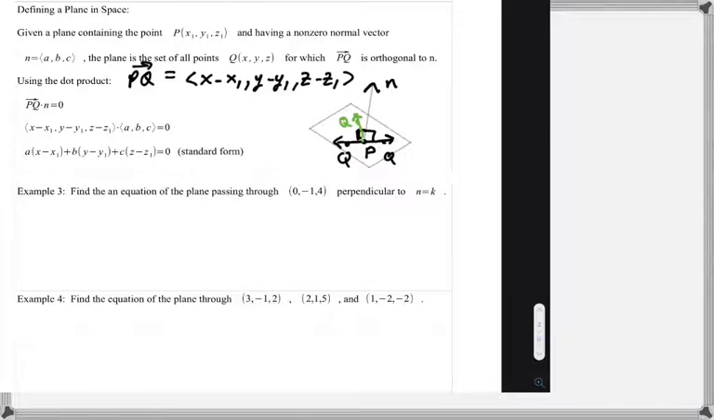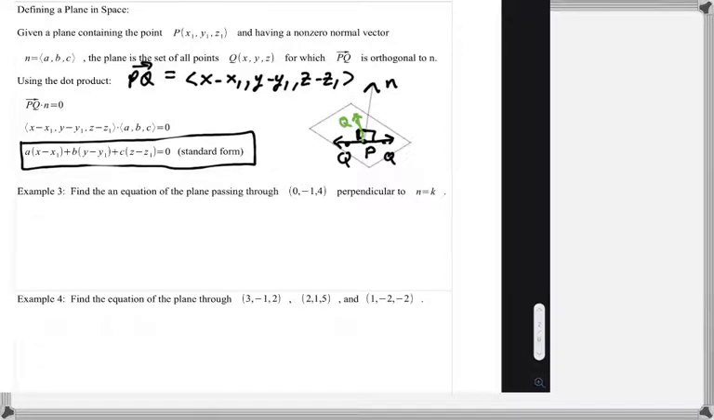Y minus y1 times b gives you plus b times the quantity y minus y1. And then z minus z1 times c gives you plus c times the quantity z minus z1. And then that's going to be your standard form for an equation of a plane through x1, y1, z1 with normal vector a, b, c. So in order to come up with the equation of a plane, we're going to need a normal vector and we're going to need a point. Once we have those two things, we're good to go. We can write the equation of the plane.